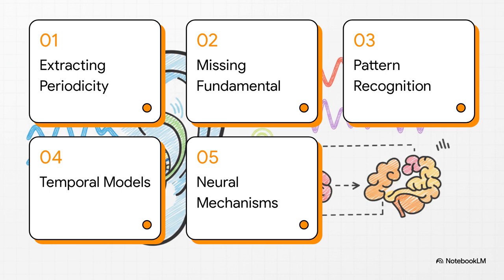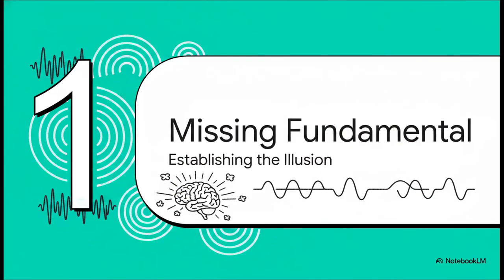Let's get into it. Section 7.3.1, The Missing Fundamental and the Dominant Region, Establishing the Illusion. We're starting our investigation with a really famous auditory illusion, one that actually proved the early acoustic pioneers completely wrong. They assumed we just extracted the lowest frequency we heard, but wow, our brains are way more clever than that.